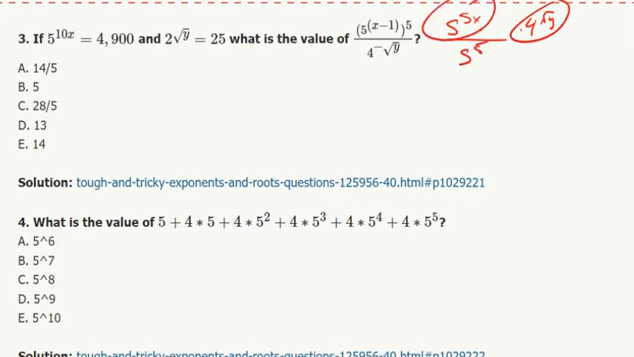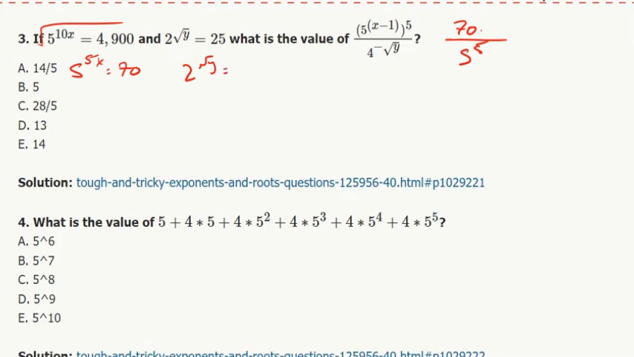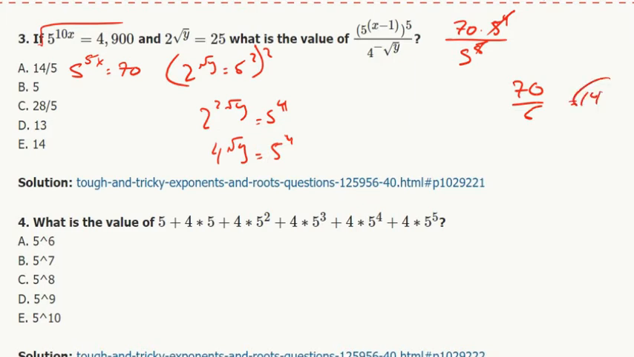So I just need these two values. If 5 to the 10x is 4900, for 5 to the 5x I just take the square root of that. That's 70. So this part is 70. And then 4 to the positive root y. If 2 to the root y equals 5 squared, I need to square that whole thing. 2 to the 2 root y equals 5 to the 4th, or 4 to the root y is 5 to the 4th. So then I put that in. 5 to the 4th, and then that'll cancel, and then 70 over 5, it's 14.